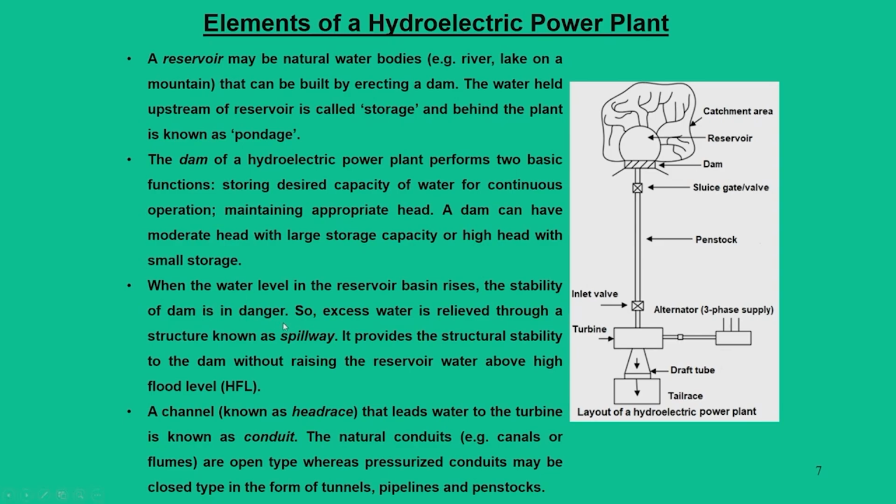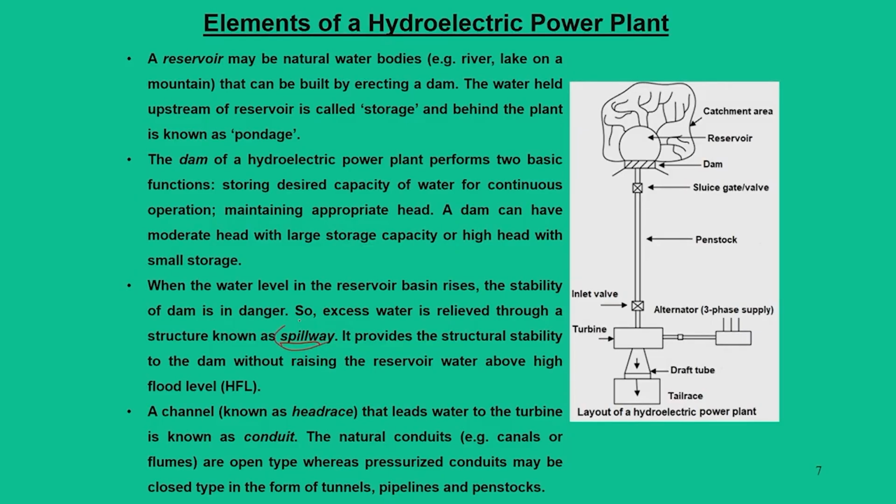Then the next important component is the spillway. Now, when water flows through the penstock or dam, and in some cases when the stability of the dam is in danger, then we should have provisions for the reservoir basin to dispose of some of the water. That means, excess water should be relieved, and this is relieved through a structure which is called a spillway. In general, it provides structural stability to the dam without raising the reservoir water to a high flood level.